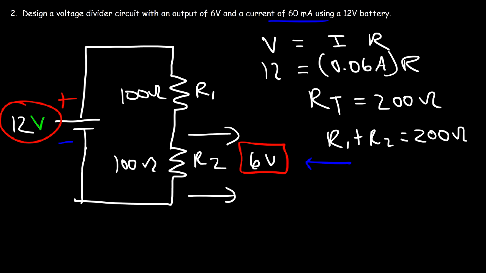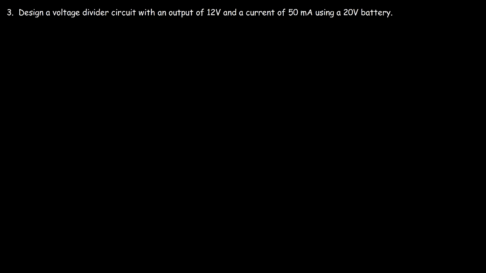So if the input voltage was 20 volts, the output voltage will be 10. It's going to be half of whatever the input voltage will be. Now this problem is similar but a little different. So go ahead and design a voltage divider circuit with an output of 12 volts and a current of 50 milliamps using a 20-volt battery. So take a minute and try that problem.